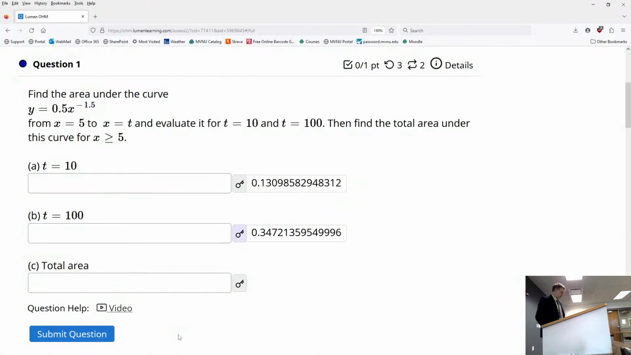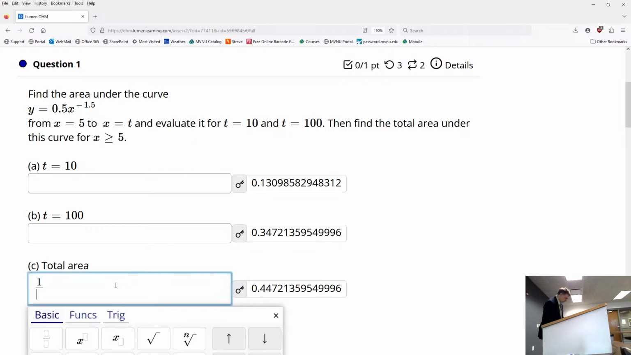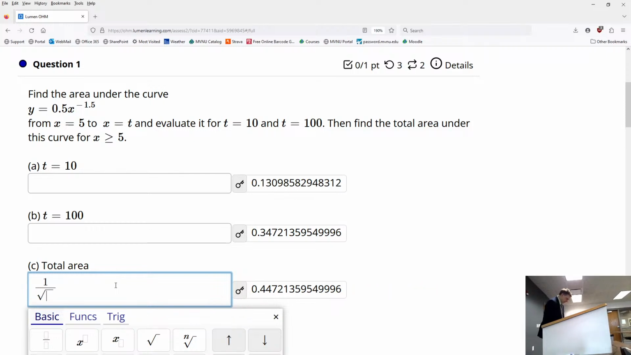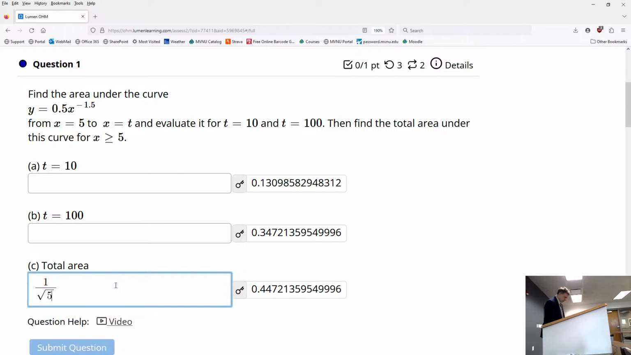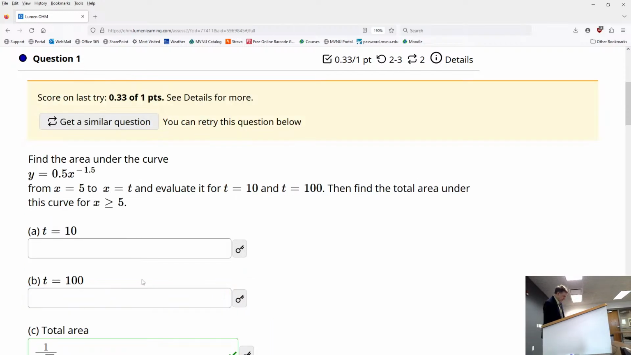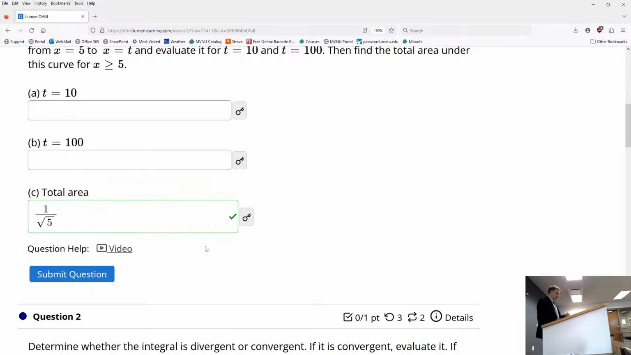I don't know if that's going to work, so it may be that they wanted that. Let me just see what they wanted here. Can I type in 1 over the square root of 5? Will it like me if I do that? Yeah, it did like me, at least with that part. Okay, good. Apparently they don't mind if you do a decimal. So just so you know, you could have done what they suggest up here.